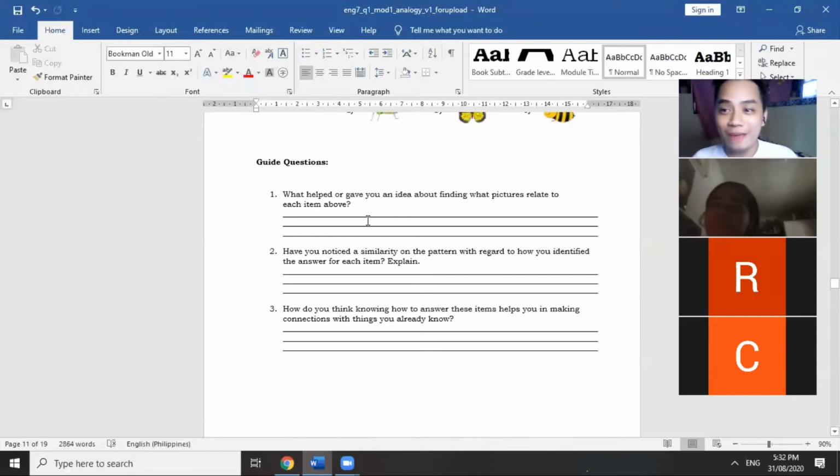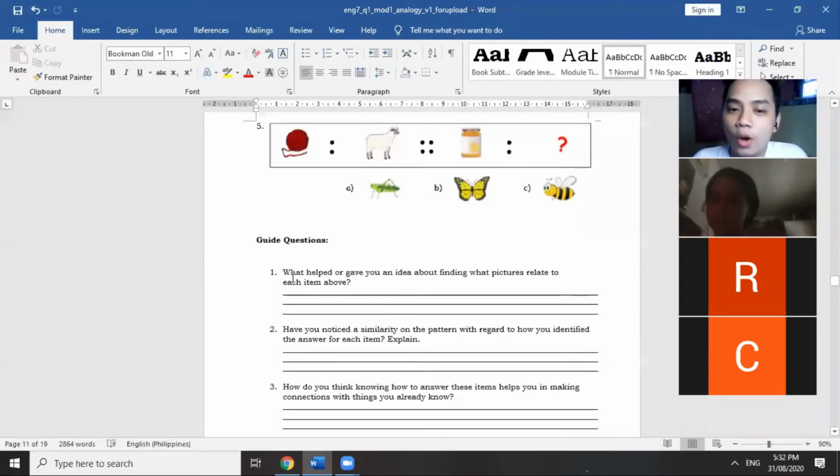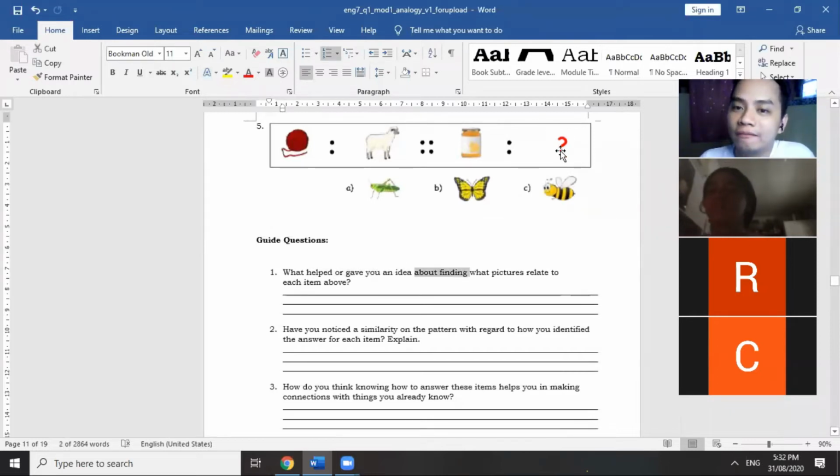I need your mind or your brains for this. Number 1, what helped or gave you an idea about finding what pictures relate to each item above? Again, what helped or gave you an idea about finding the picture that you should have for the pair? What gave you the idea that this is the answer, this is not the answer?